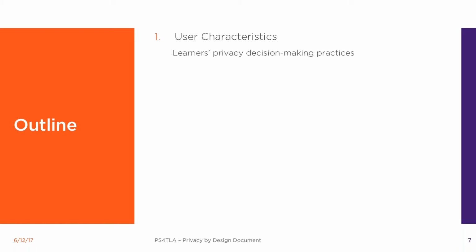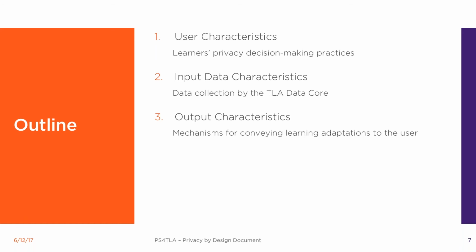Then we will consider the various aspects that need to be taken into account when we collect various types of data. So the TLA can collect a wide range of different types of data. What do we have to care about and worry about for each type of data that can be collected? Next, we will address ways to effectively present recommendations and adaptations while avoiding privacy problems.